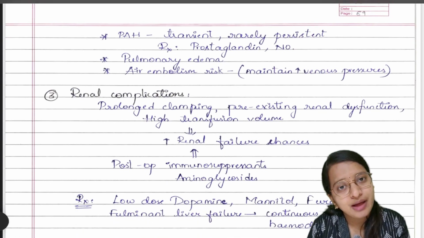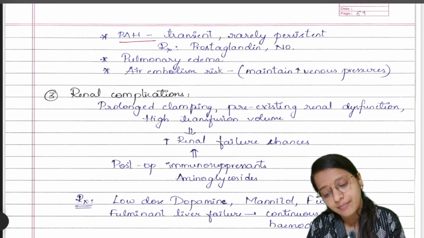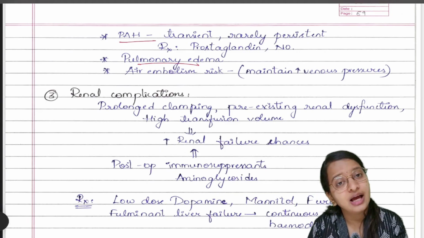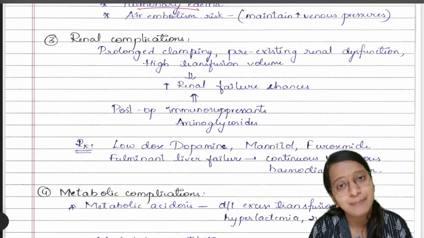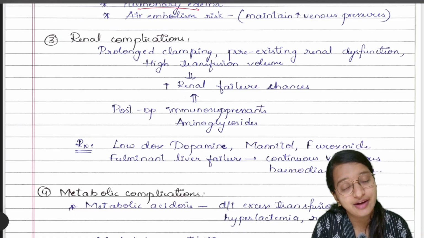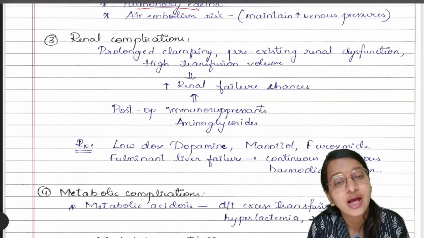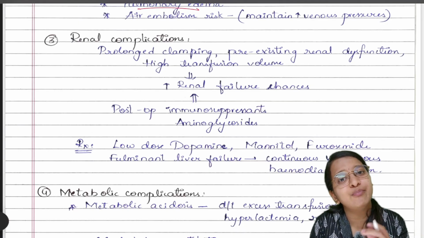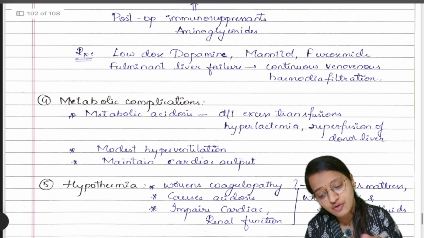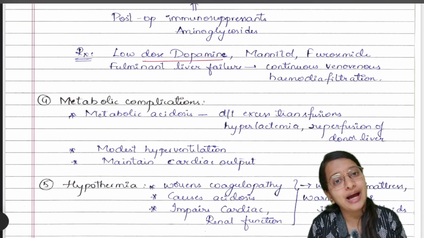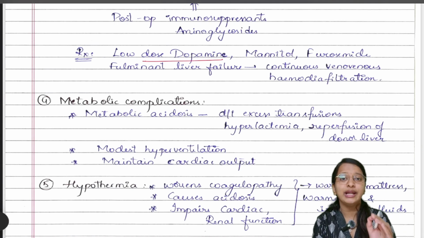Apart from hypotension and electrolyte disturbances and arrhythmias, there might be pulmonary edema, pulmonary arterial hypertension, air embolism in these patients. Okay. Coming to renal complications, if there is prolonged clamping, or if the patient is already having a pre-existing renal failure, that gets aggravated and the patient might land into renal failure. And not only this, the drugs which we give post-operatively also add on to this renal failure. So we'll be treating with low dose dopamine, mannitol, furosemide. The main aim, we have to maintain the urine output.